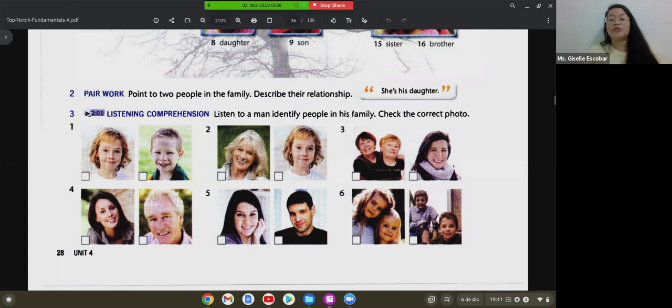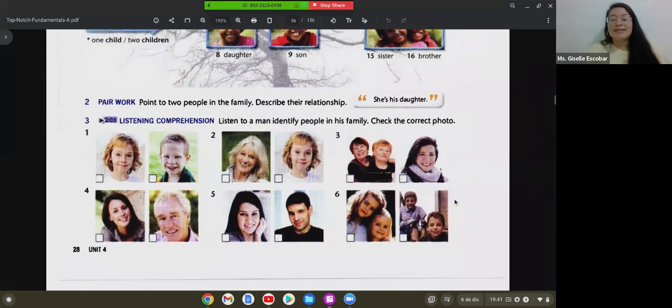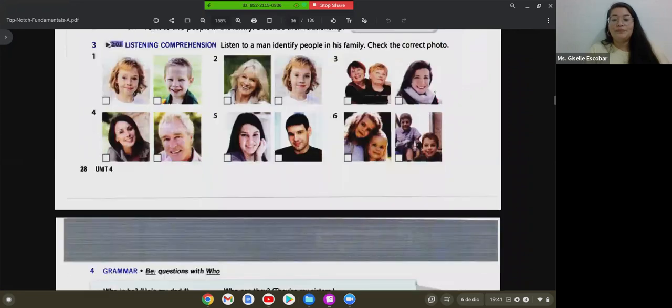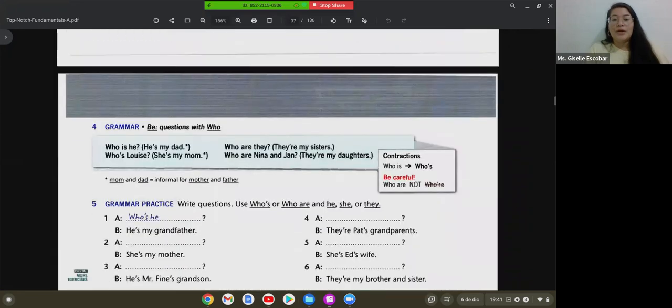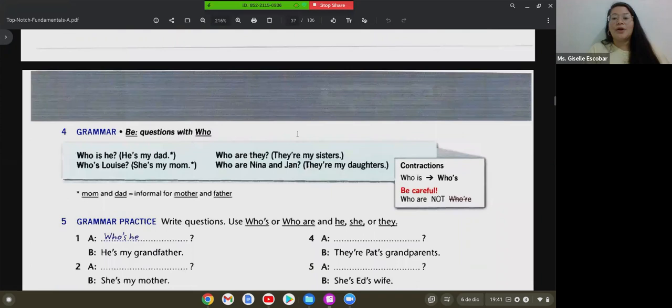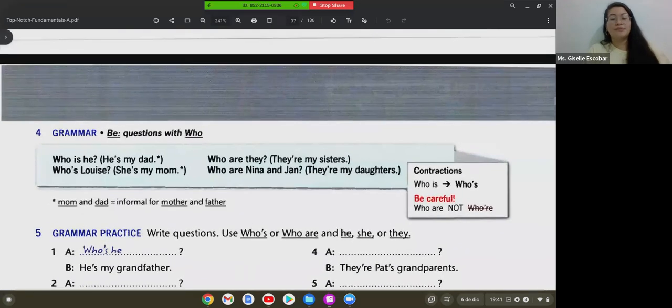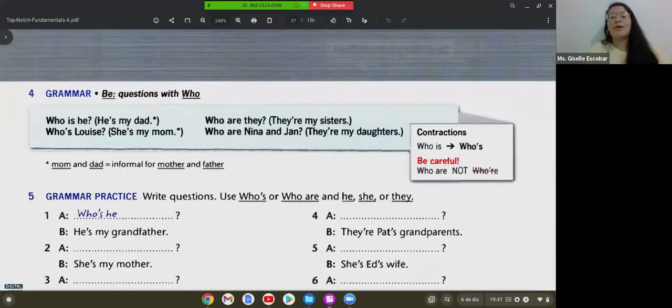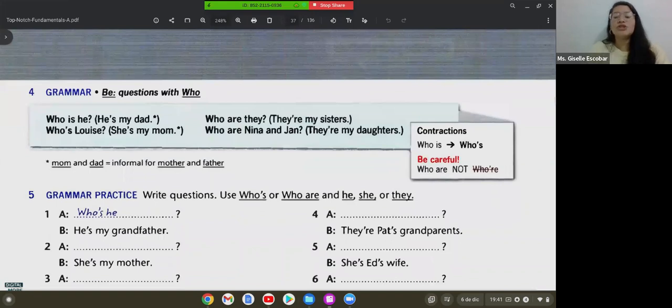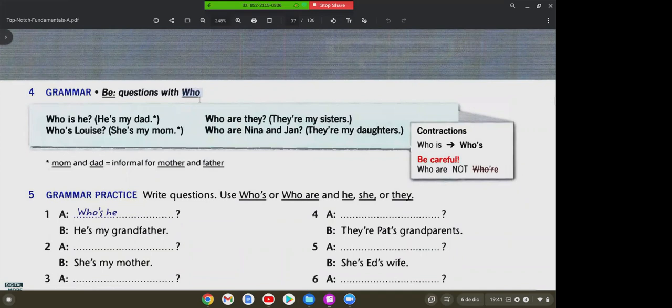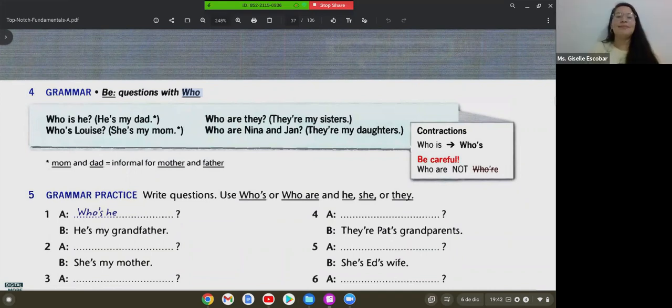Now we are going to continue with the next activity. And we have the grammar. So for this part of the grammar, we have questions with who. Do we know the meaning of who? Who? ¿Quién? What is the meaning of that? Como preguntando quién es. ¿Quién? Ajá, exactly. ¿Quién?